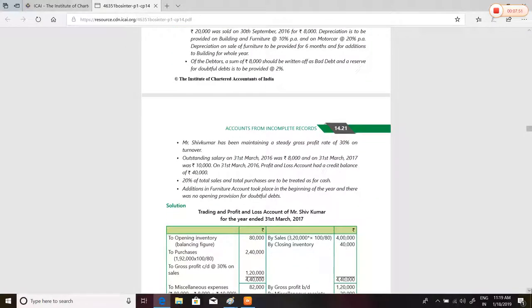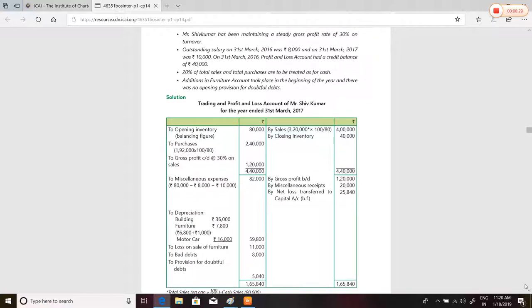Mr. Shiv Kumar is maintaining a steady gross profit of 30% on turnover. The outstanding salary on 31st March 2016 was ₹8,000. On 31st March 2017 it was ₹10,000 outstanding salary. Okay. On 31st March 2016, the profit and loss account had a balance of 40,000. 20% of the total sales and total purchases are to be treated as for cash, and additions in the furniture account took place in the beginning of the year, and there was no opening balance for the doubtful debts. Okay.